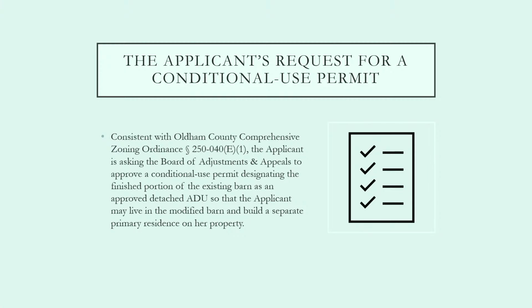We also have obviously a conditional use permit request, which is part of the overarching requirement, and then consistent again with 250040E1 of the zoning ordinance, we're asking this body to approve a conditional use permit designating the finished portion of the existing barn, again, the residence in which Mrs. Jenkins currently lives, as an approved detached ADU so that she may live in that barn and then build that separate primary residence on her property for her family so that they can live there.